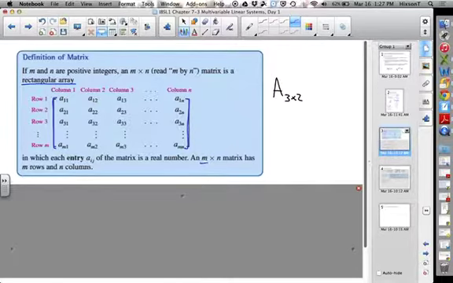It has M rows and N columns. Now we name matrices with a capital letter, and then you'll see two little numbers next to it. Those are the dimensions of the matrix. If A were a 2 by 3 matrix, then it would only have 2 rows and it would have 3 columns. That's going to be particularly important later as you look at matrix multiplication.